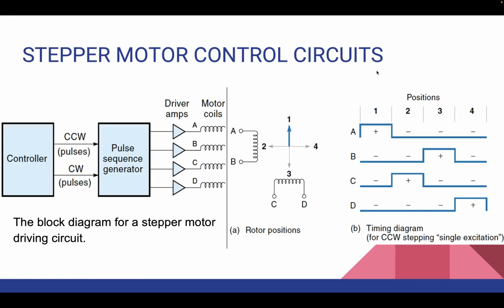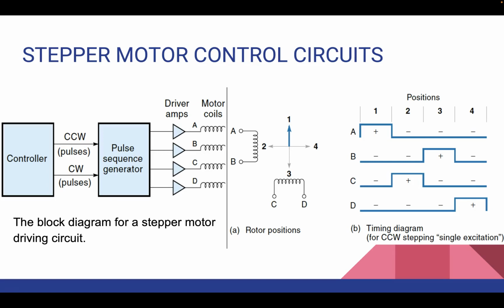First is the stepper motor control circuits, and in this we have three important components. The first is the controller, second is the pulse sequence generator, and the third is the driver amplifiers. Now let's break it down. The controller acts as the brain of the system. It determines the number of steps required and the direction of movement based on the specific application demands, for example, either clockwise or anti-clockwise.